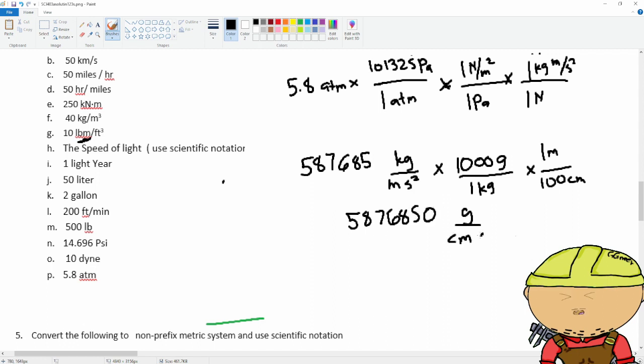CGS. Okay? I hope you guys are learning the tips and tricks when it comes to conversion. Again, you don't have to remember every conversion. You just have to know enough. Okay? You just have to know enough. And you guys could search to check if my conversion is correct.